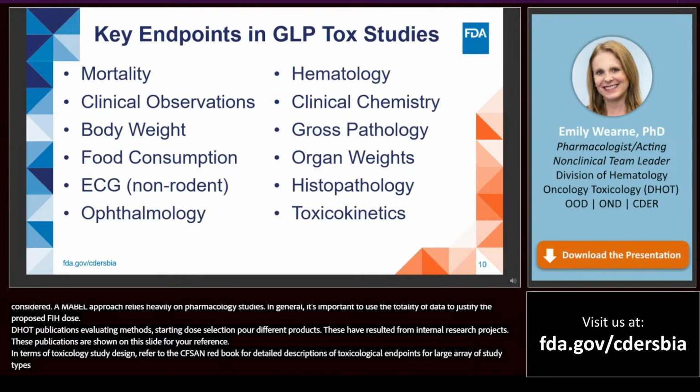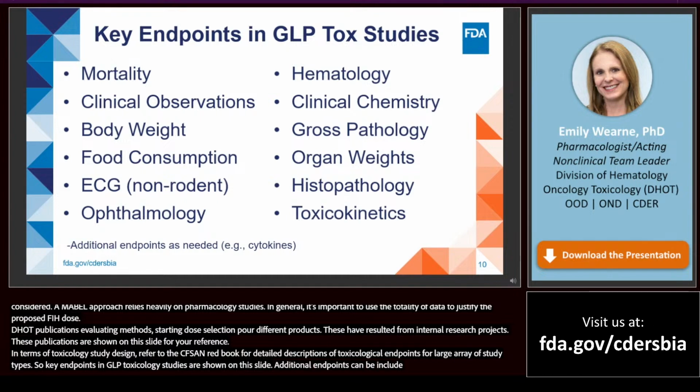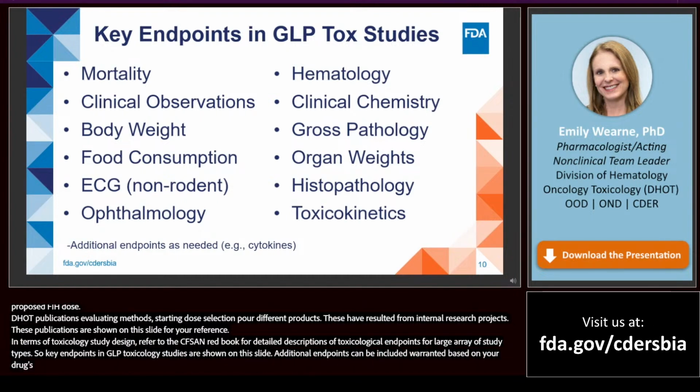So key endpoints in GLP toxicology studies are shown on this slide. And additional endpoints can be included if warranted based on your drug's mechanism of action. So for example, cytokines could be measured as needed for immune activating products.